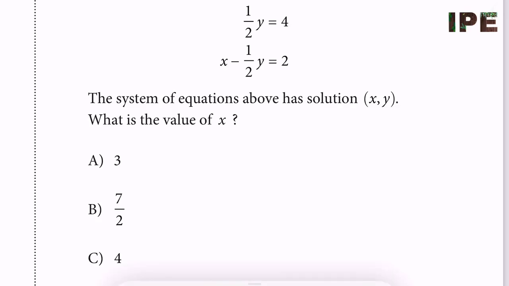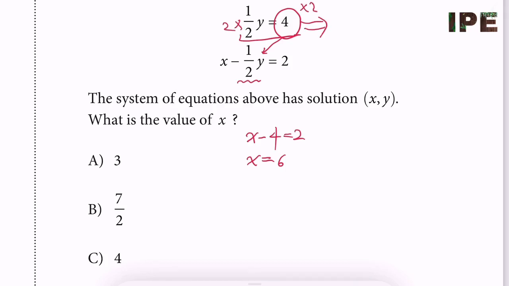Next: x minus one half y equals 2, with one half y equal to 4. Let me solve for x first, because one half y is 4. So I can use 4 for this one half y. So x minus 4 is 2. So x equals 6. Okay? And then from this equation, what is y? Just times 2.